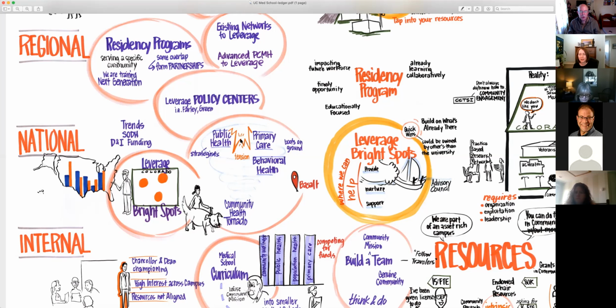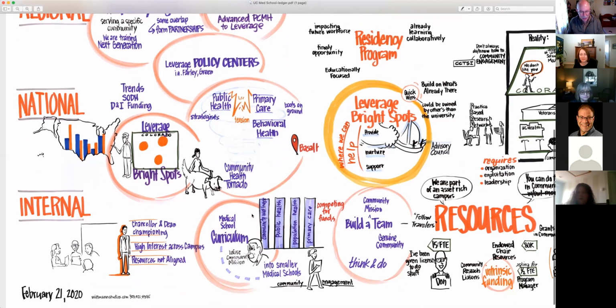This notion of primary care and public health, how do we make that a real opportunity to bring those together more effectively? Basalt and the stuff that Glenn and his group are doing with their community opioid response grant was one example of that. And the community health tornado, I'm not sure I remember exactly what that was all about. Maybe Robert can help us out with that one. When we get down here to the bottom, we can come back to that.